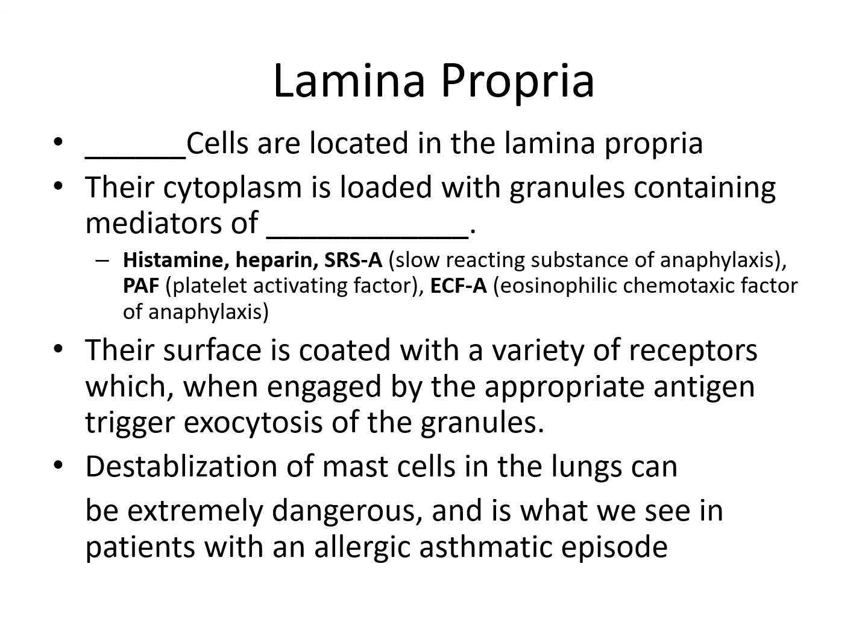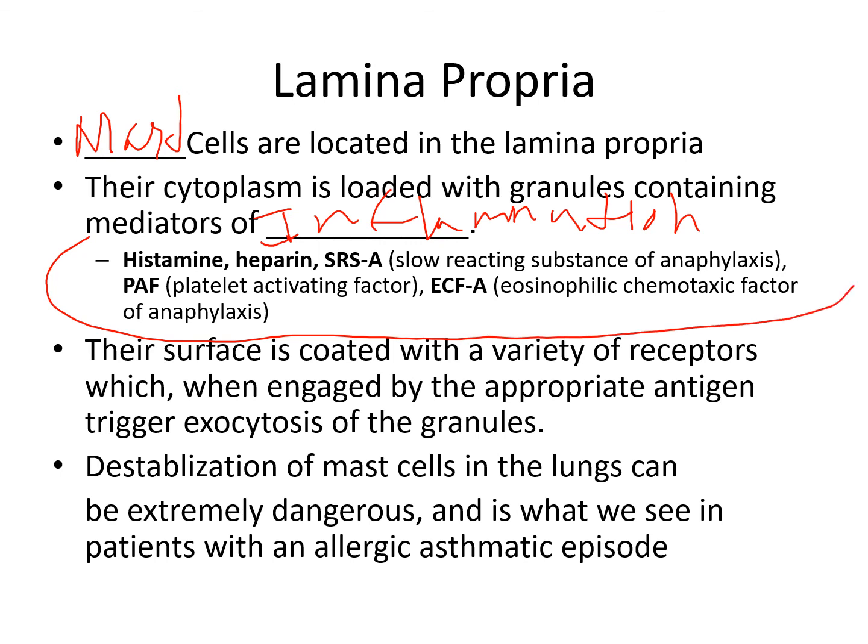So the lamina propria has mast, M-A-S-T, that's what I was just talking about, the mast cells. Mast cells are located here. The cytoplasm is loaded with granules containing mediators of inflammation, I-N-F-L-A-M-M-A-T-I-O-N. Yeah, my spelling's not good, but there you go. Mediators of inflammation. So this is all the bad stuff that happens. And I have an animation on the next slide that shows that whole degranulation. It's in your book too.